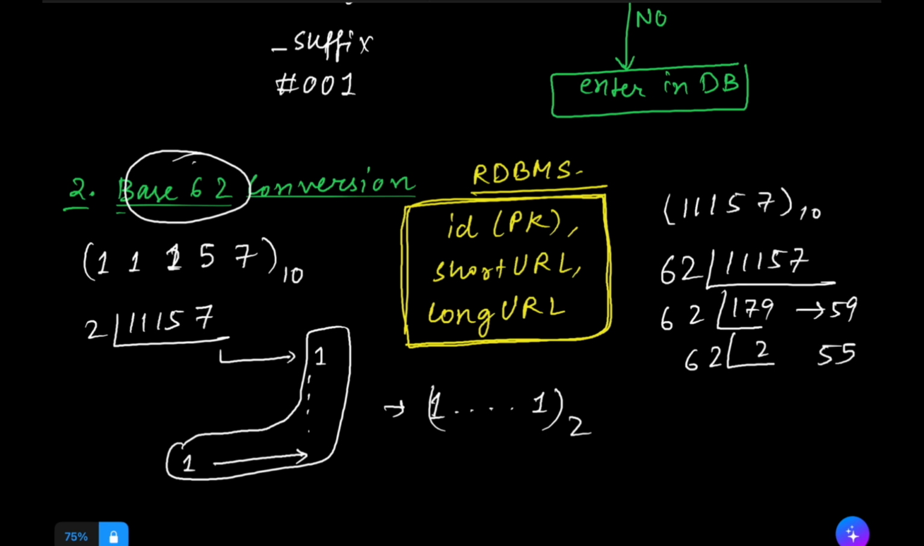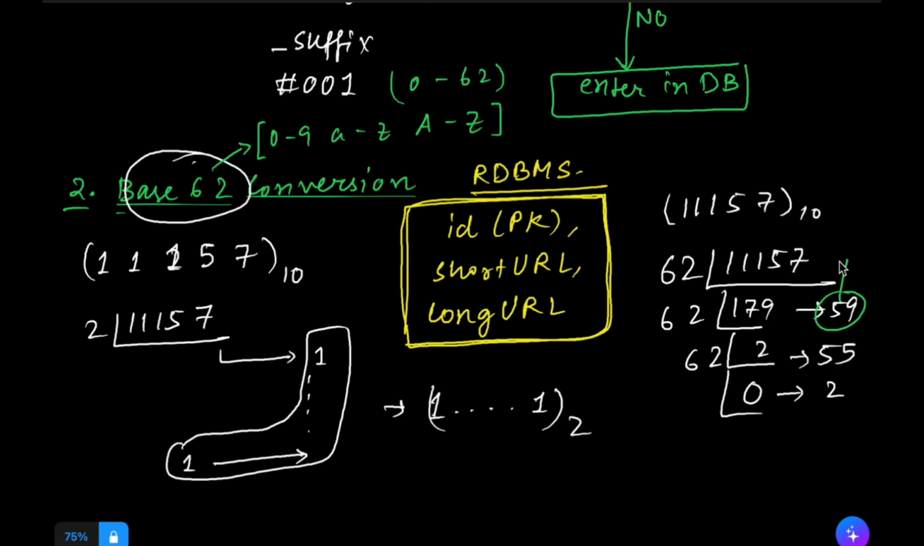I will do this until and unless it's 0, and I get 2 as the remainder. Now if I map this, as you might be aware, what do these 62 characters denote? This is basically 0 to 9, a to z, and capital A to capital Z, all these ranging from 0 to 62. So 59 corresponds to X, 55 corresponds to T, and 2 is 2.